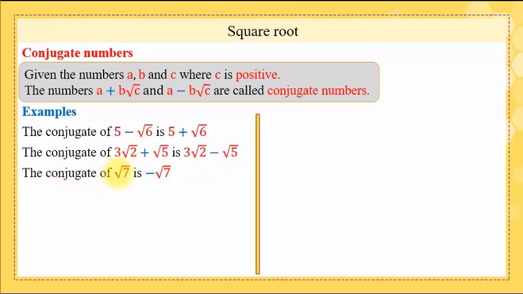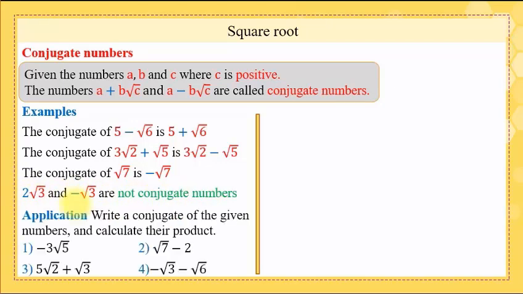The conjugate of radical 7 is minus radical 7. Also, we change the sign of radical 7 from plus to minus. 2 radical 3 and minus radical 3 are not conjugate numbers. Let's start with this application. Stop the video and try by yourself.